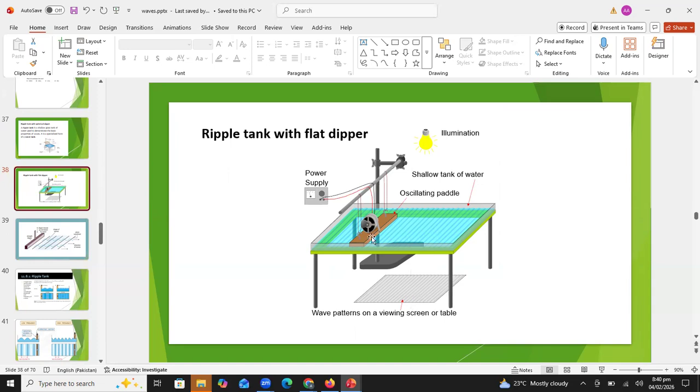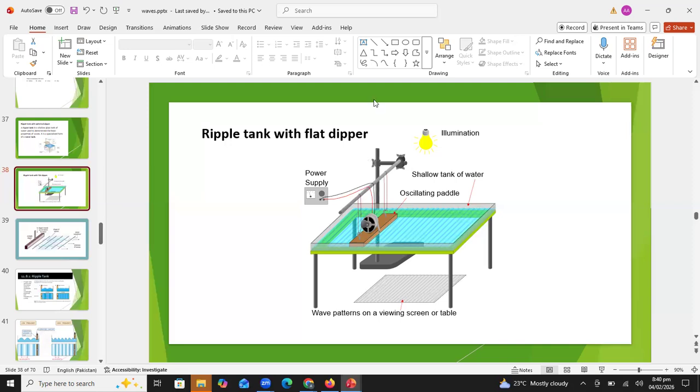All right. And there is a motor. This motor is connected with a pulley and this pulley is connected with a wooden plank. This plank is called flat dipper. Okay, because it is dipped into the water, that's why it is called flat dipper. And this pulley and motor is connected with the power supply. There is an illuminating light bulb which is showering the light on this water, so we can form the image of the water waves which are formed in this glass tank. So basically what is happening here, when we will turn on the power supply, this pulley will move the dipper up and down.